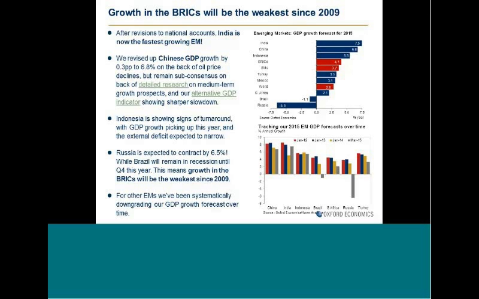And this means that BRICs growth will be the weakest since 2009, even though India has been revised up. So BRICS growth will be 4.1%, and if you exclude 2009, which was the world recession, then that is the weakest pace since 2001. As you can see from the chart below, we also have been revising down our EM growth forecast systematically over the last couple of years.